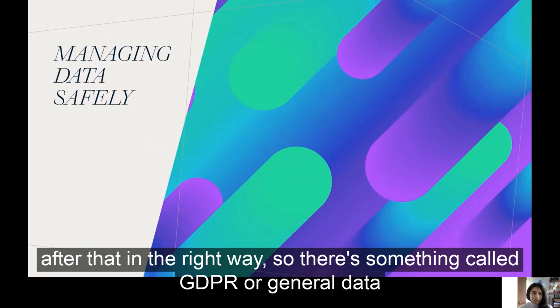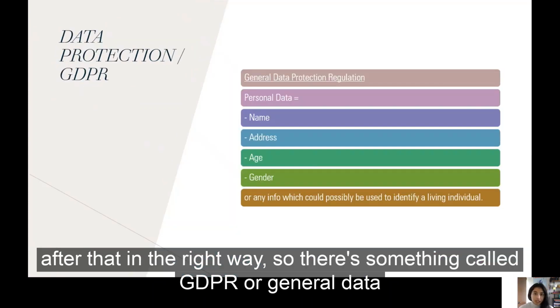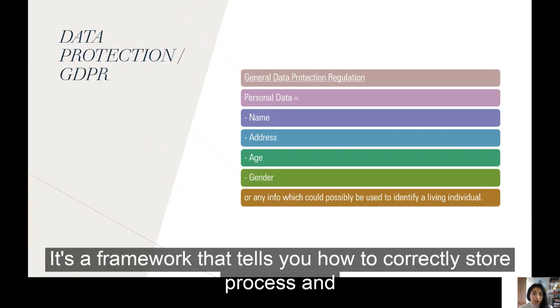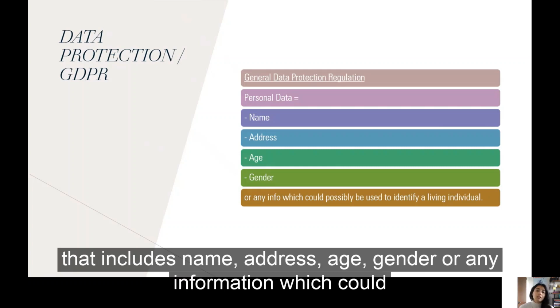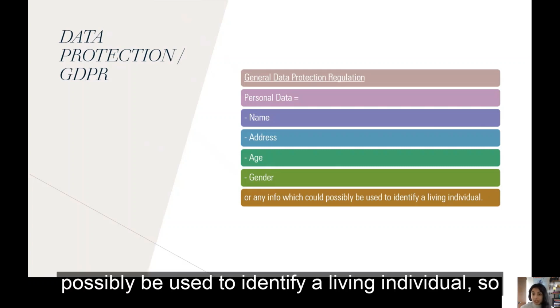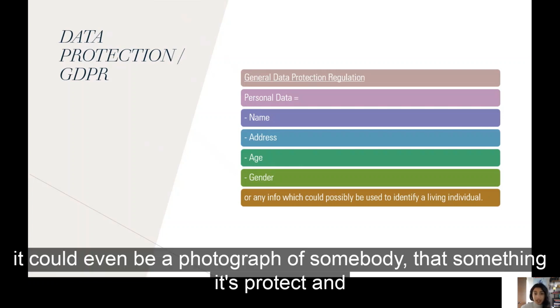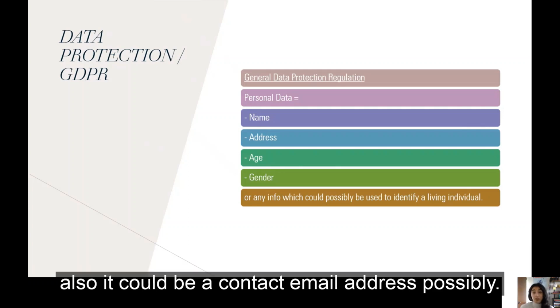So there's something called GDPR, or General Data Protection Regulation. It's a framework that tells you how to correctly store, process and dispose of data. And the data that needs protecting is personal data. So that includes name, address, age, gender, or any information which could possibly be used to identify a living individual. So it could even be a photograph of somebody. That's something you need to protect. And also it could be a contact email address, possibly.